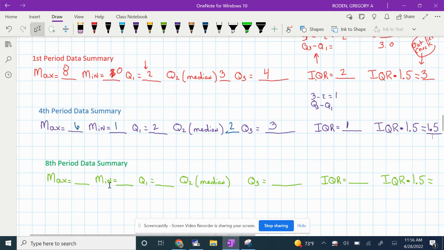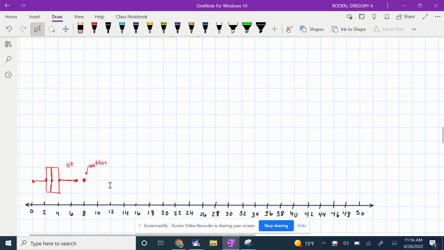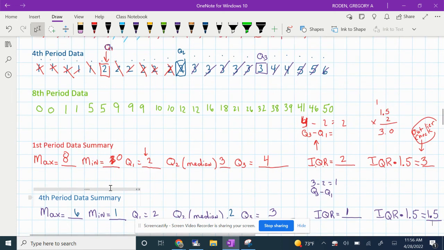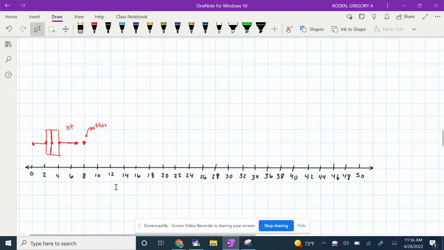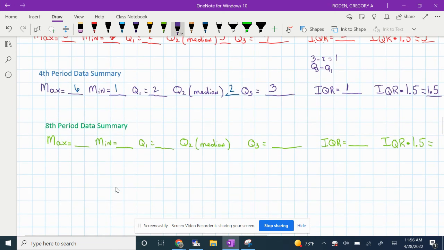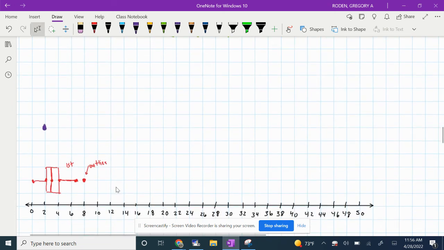So let's go ahead and graph it. Let's graph my Q2. My Q2 in this case was a 2. So I'm going to go over here. I'm going to actually put this up a little higher here. Sorry. My Q2 was a 2. Put it right here. And then I believe my Q1 was also a 2. So Q1 got smashed into Q2.